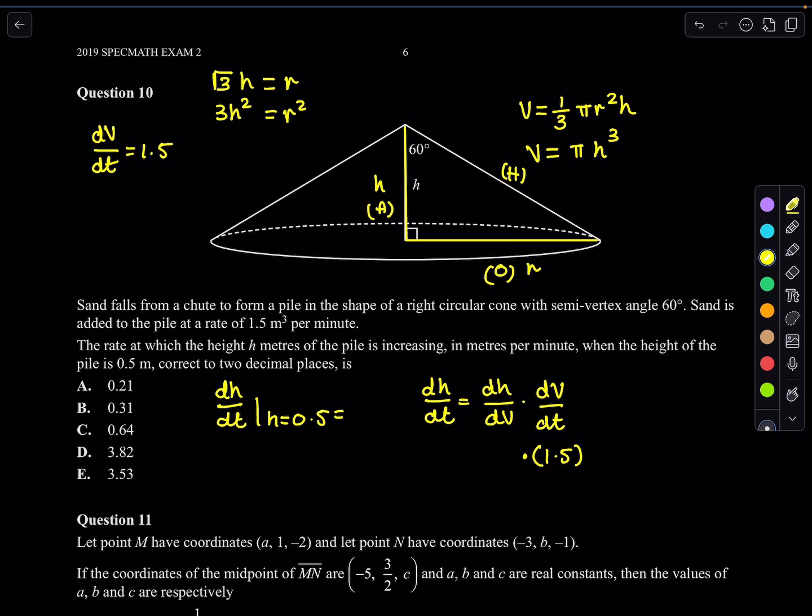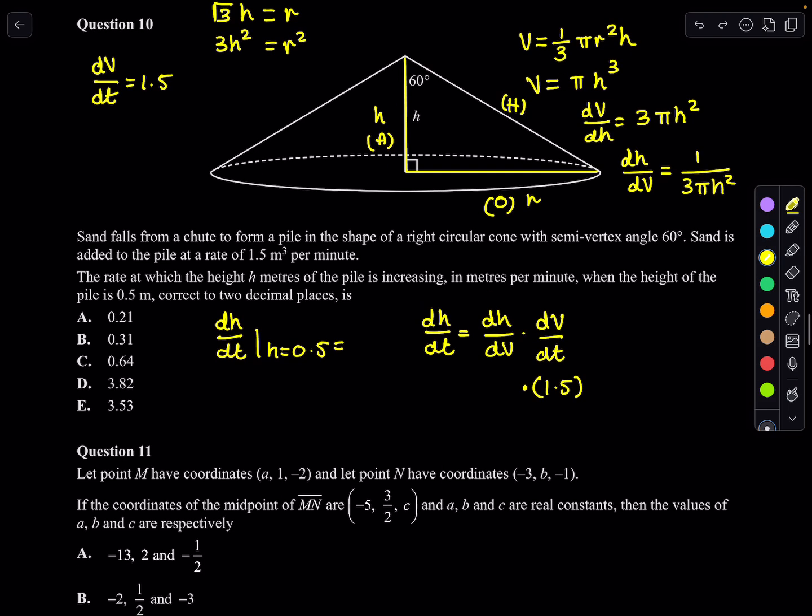There it is. Can you see how I have volume in terms of height? This is great. So I'm going to derive it. I'm going to find dV/dh first. So derive it in terms of h, which is, bring the 3 there, and h squared, done. And I'm going to reciprocate it. dh/dV is 1 over 3 pi h squared. Done.